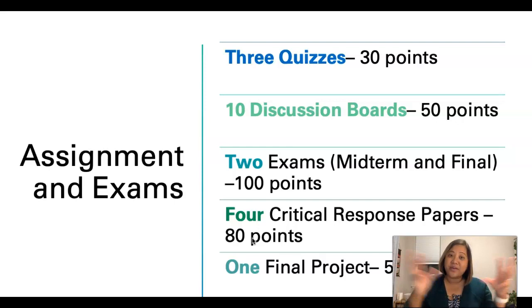And then, as I mentioned before, we're going to have 2 exams, the midterm and the final, and together they are worth 100 points. And in addition to these 2 exams, you will also write 4 critical response papers. 2 papers are due before midterm exams, and another 2 are due before final exam. These papers are actually pretty easy and straightforward. They are between 2 to 3 pages, and together these 4 papers are worth 80 points.